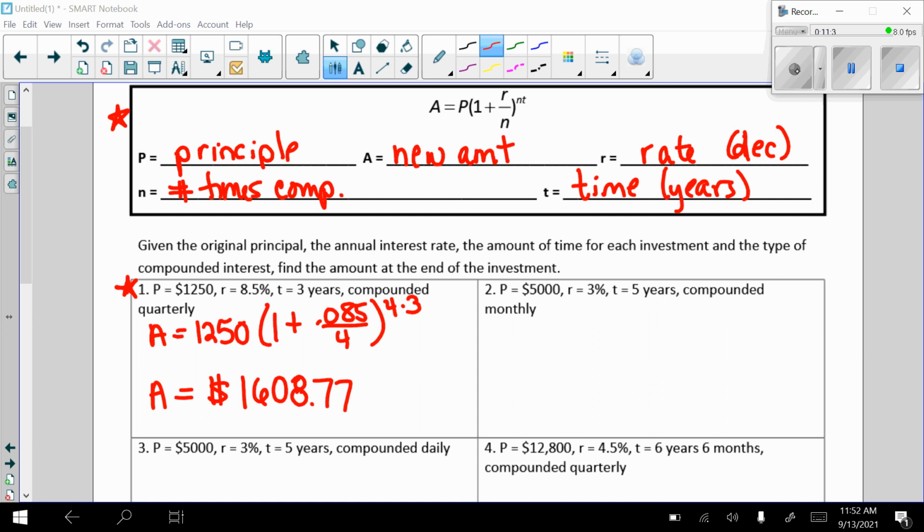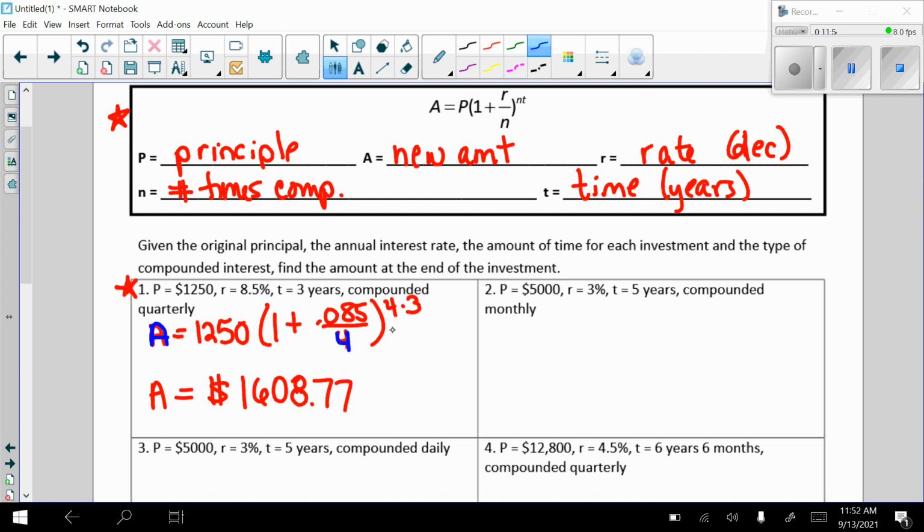Okay, so let's take a look at the first one. And the first one was a little more straightforward. We just had to solve for how much money we would have if we put $1,250 into an account that paid 8.5% compounded quarterly. So they're going to divide that into 4. And we were going to keep it there for 3 years.